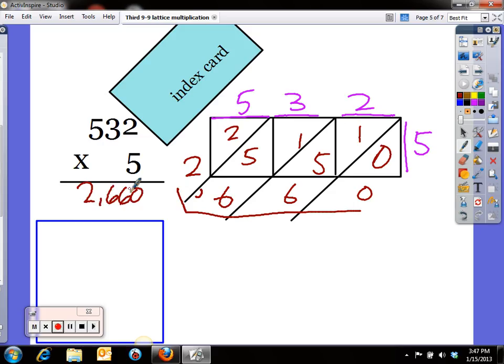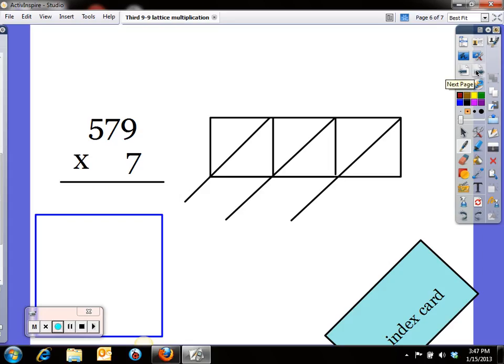I have one more I want to do because sometimes when you're adding, you have to carry. And how do you do that? So here's another problem. I'm going to go a little faster on this one because I just want to get to that point where I can show you how we do our carrying. So I've set up my problem, 579 times 7. This square here, 7 times 9, 63. We go here to this square. 7 times 7, 49. This square here, 7 times 5, 35.